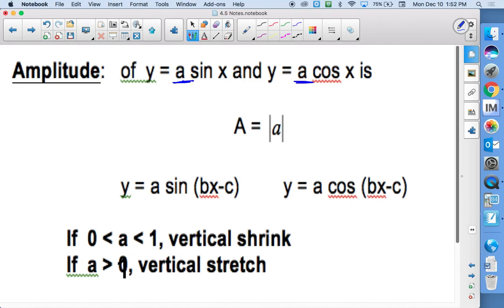So if you go back in your mind, when we talked about parabolas, this was the a value, the number in front of x squared. It told us the graph opened up if it was positive, down if it was negative. It does the same exact thing for sine and cosine. So just because we're doing trig functions doesn't mean the process of graphing changes. So this is a vertical stretch.